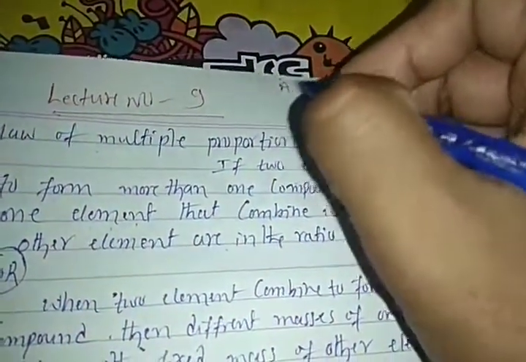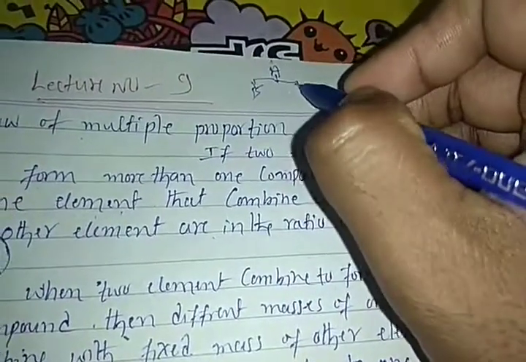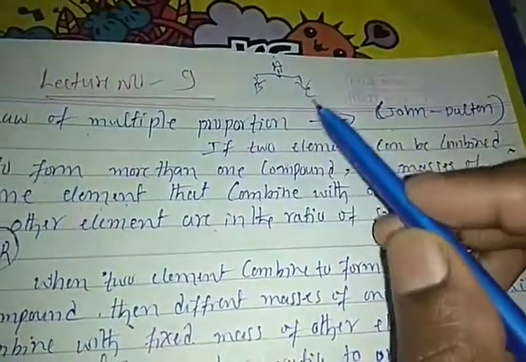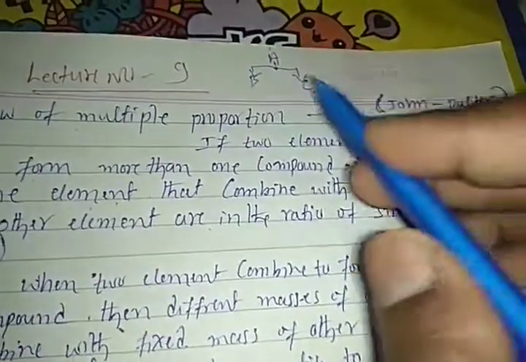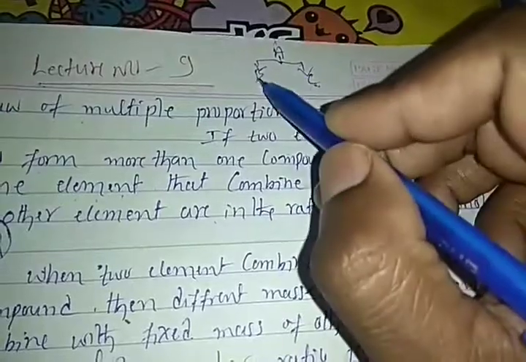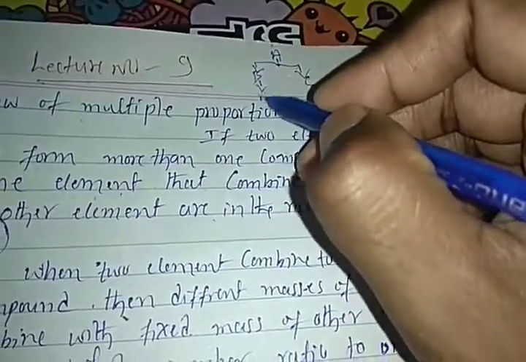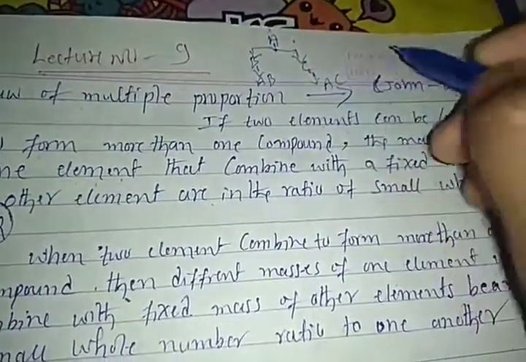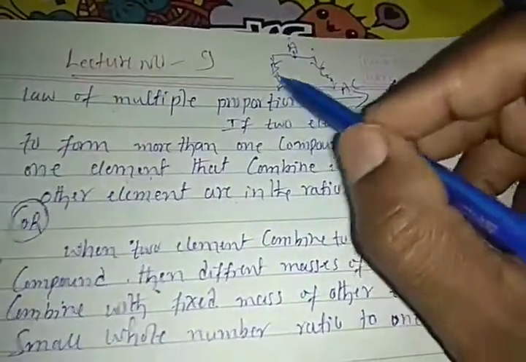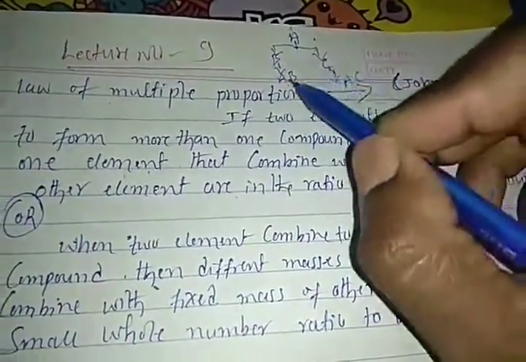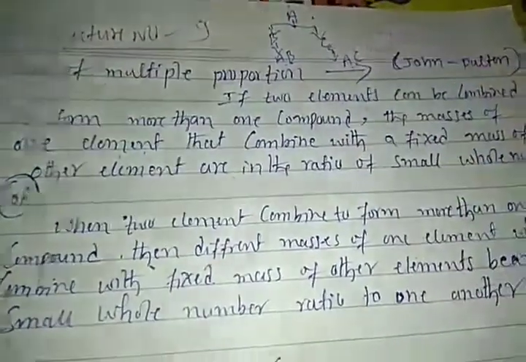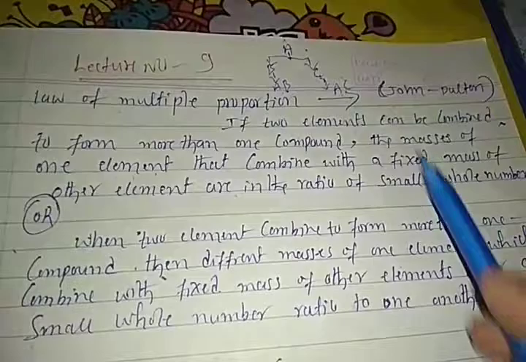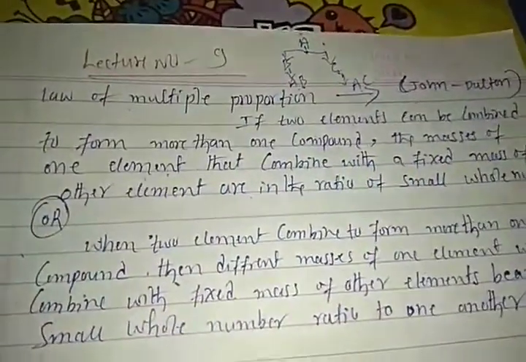So, for example, A is the element with fixed mass which combines with B, and A also combines with element C. When A combines with B, it forms compound AB. A combines with C to form compound AC. AB and AC compounds are formed. When you calculate the molecular mass of AB and of AC, the masses are in a simple whole number ratio. That is the law of multiple proportions, students.